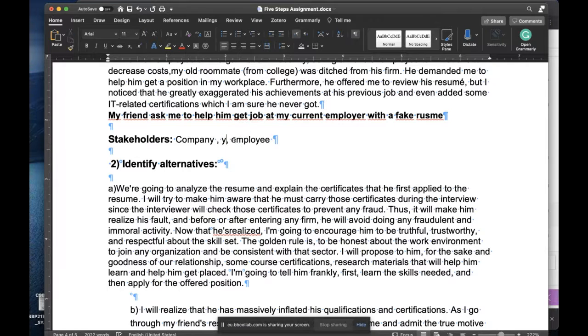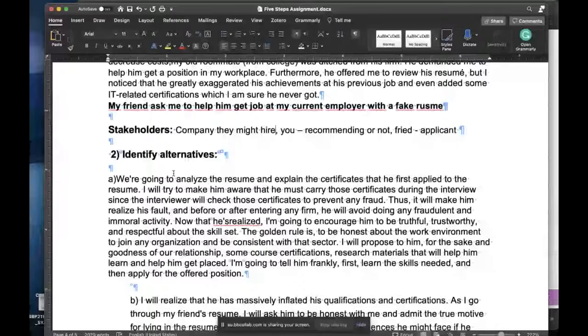And then, it's you, because you are recommending or not, right? It's me because I am either trustful or not to the company. And your friend, why? Results affected, right? Yeah, because he's applying for the job. Because he's the applicant. Good. Company, because they might hire. Sounds good? Yeah. Excellent. So alternatives, go for it.